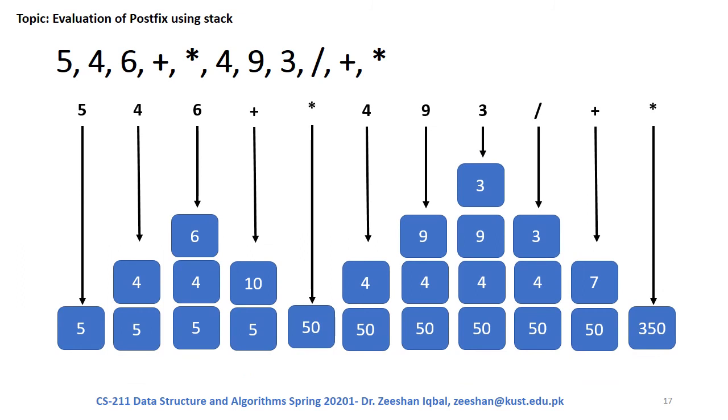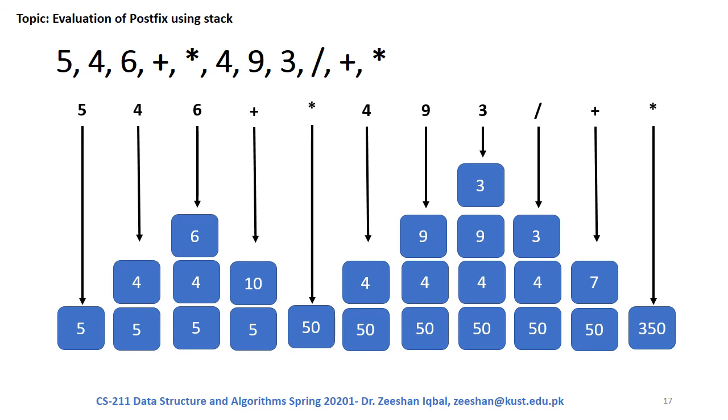Similar example is explained again using a diagram. First of all, we have 5, so 5 will be pushed onto the stack. Again, the next symbol is 4, so 4 will be pushed onto the stack. Next symbol is 6, so 6 will be pushed to the stack.